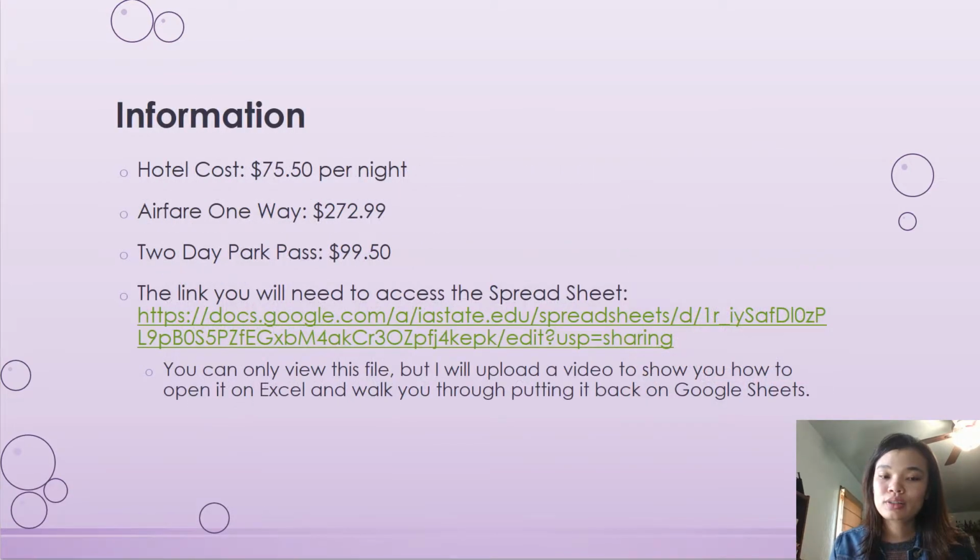So that information is right here. Your hotel cost is $75.50 per night. Your airfare one way is $272.99. And that's one way, so if you decide to do a round trip, you're going to have to double that. A 2-day park pass is $99.50. So if you only want to go for, I don't know, 4 days, it's going to be $99.50 doubled, and then if you want extra days, you're going to divide the $99.50 by 2 and then add that.